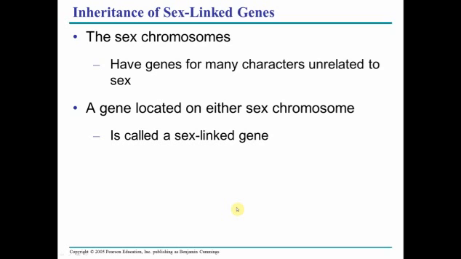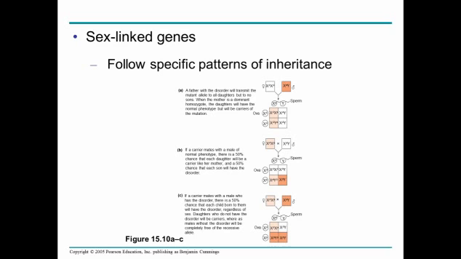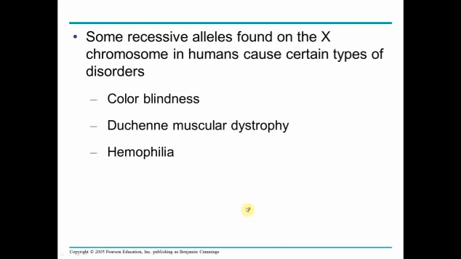So there's lots of genes on the sex chromosomes that have nothing to do with sex, and these are your sex-linked traits or sex-linked genes. And they follow a specific pattern of inheritance. We always write the X's and the Y's together when doing our Punnett squares, along with the allele letters, so that we can identify distribution based on sex as well. Now, for example, some diseases that are X-linked, or sex-linked if you like, are colorblindness, muscular dystrophy, and hemophilia.